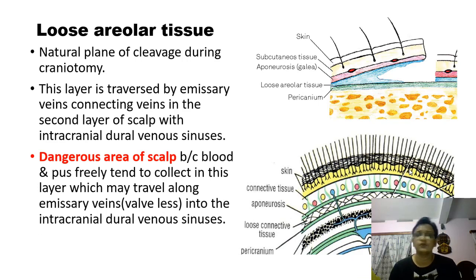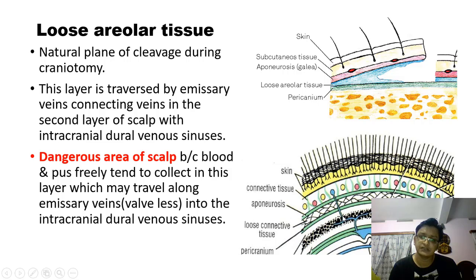Then comes the loose areolar tissue. This is the natural plane of cleavage during craniotomy. You can see this layer is traversed by emissary veins connecting veins in the second layer of the scalp with the intracranial dural venous sinuses. This layer is traversed by the emissary veins.